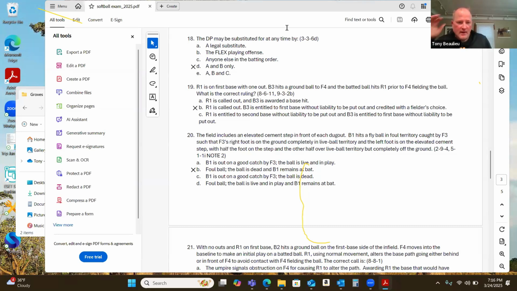Okay, number 19. R1 is on first base with 1 out. B3 hits a ground ball to F4, and the batted ball hits R1 prior to F4 fielding the ball.